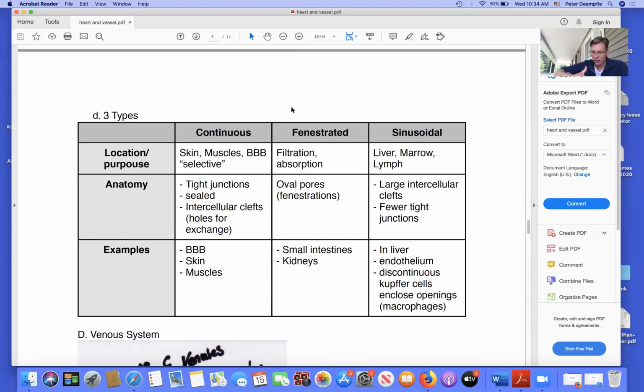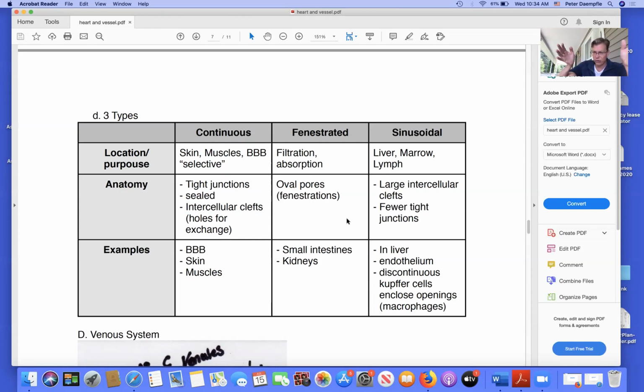Skin, you want continuous capillaries to prevent just anything from getting into your skin. And muscles as well. They're very expensive to build. Got to prevent things from getting in. So these are very well sealed and they have tight junctions. They do have little intercellular clefts that allow for movement through. So there is movement in and out of small stuff in these areas where there's continuous capillaries.